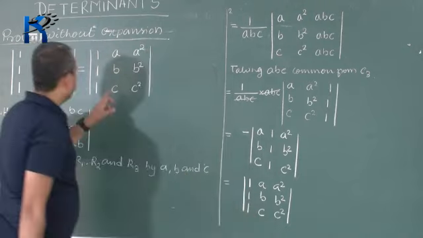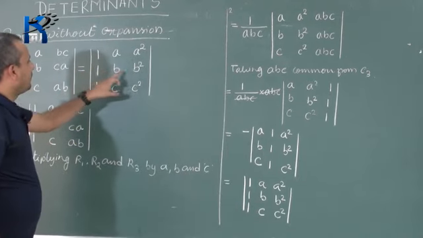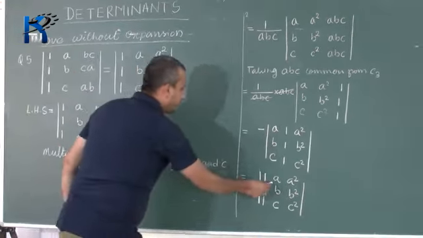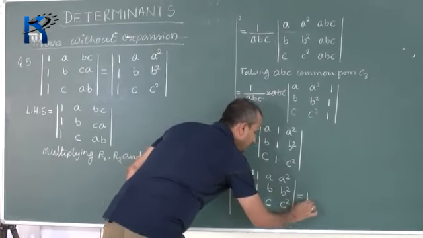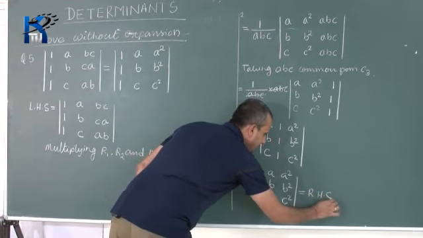Now the left hand side is equal to 1, A square; 1, B square; 1, C square. We have this quantity over here. This is equal to the right hand side. Thank you.